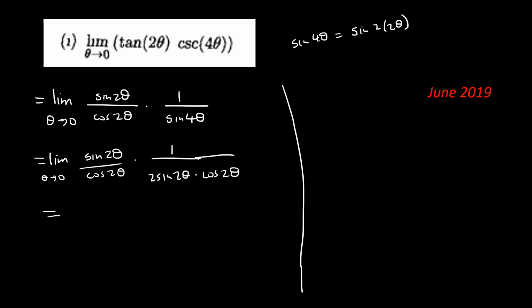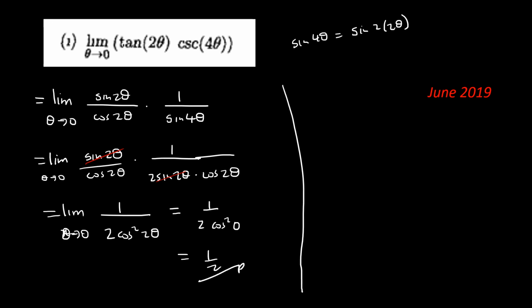So what happens? Sine 2 theta and sine 2 theta cancel. So we are left with, theta approaches 0, 1 over 2 cos squared 2 theta, because we have cos 2 theta and cos 2 theta there. And what do we know? If I substitute my 0, I'll have cos squared 0. And we know cos 0 is 1, so we have 1 over 2. That's the answer. Okay, the next step I was talking about is taking it from here.